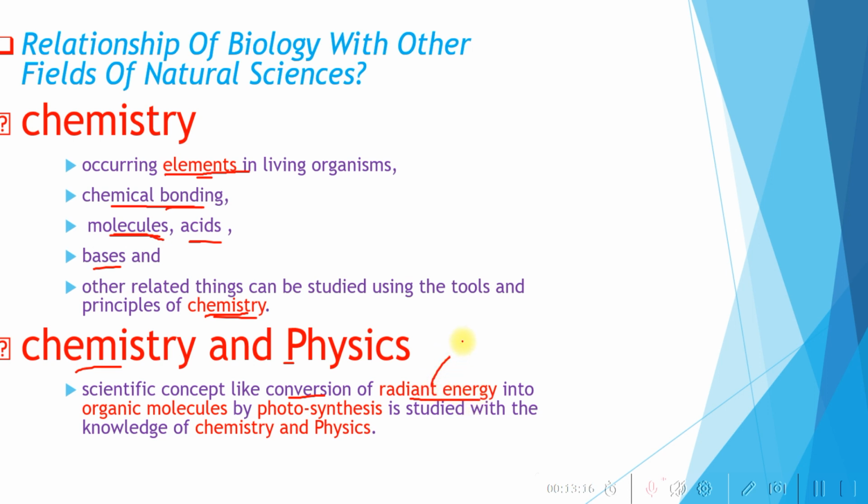radiant energy, meaning solar energy which comes from the sun, into what? Organic molecules. So a scientific concept like conversion means changing of radiant or solar energy into organic molecules by a process known as photosynthesis, which is studied with the knowledge of chemistry and physics. These are some examples that biology can be linked with other natural sciences.